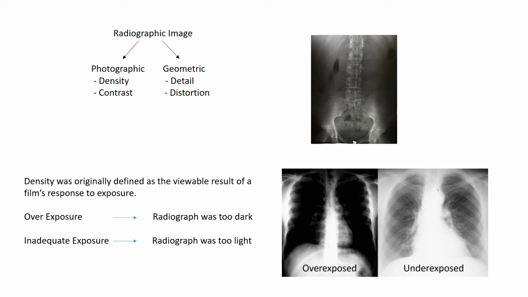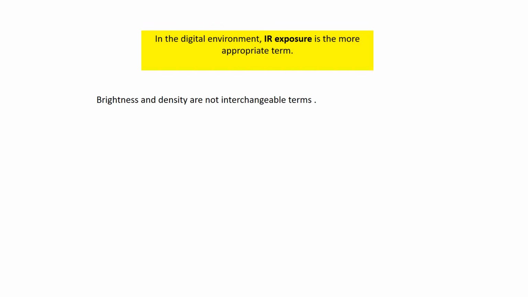Today, with the digital imaging equipment that we have, if we over or underexpose a little bit and we're still within the correct exposure range, we can use the computer to help us out to give us the proper amount of brightness on the image. So in the digital environment, IR exposure is the more appropriate term.